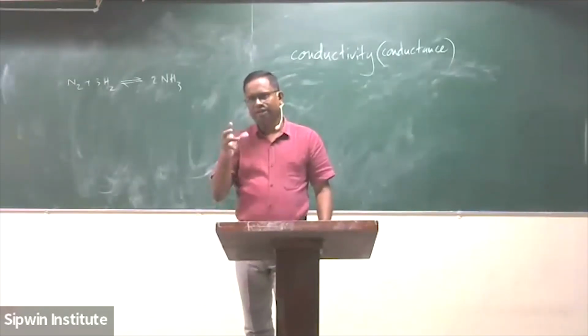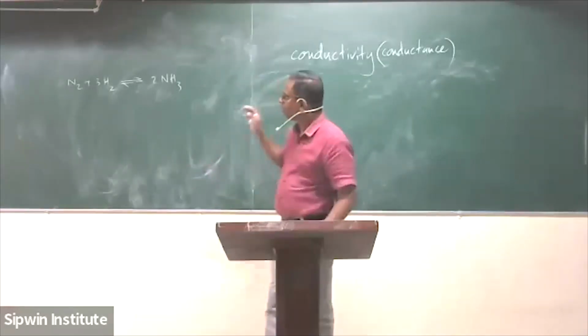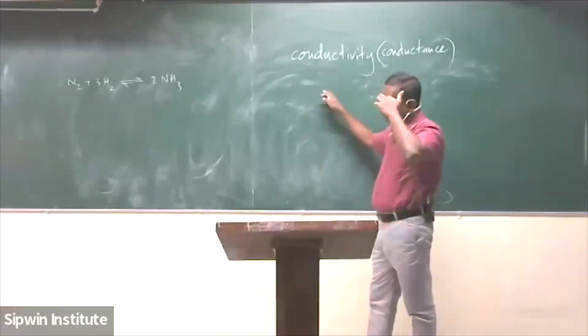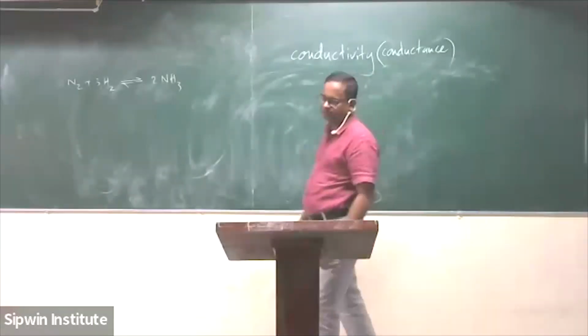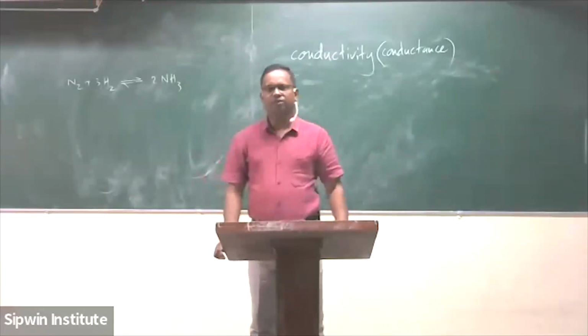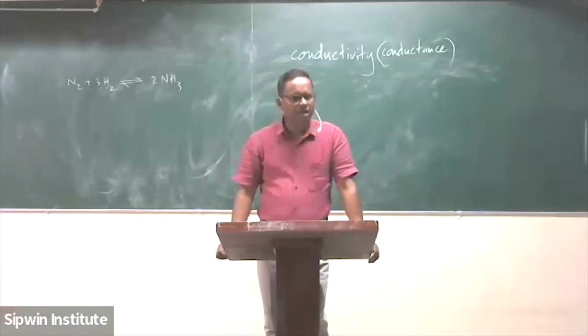If ions are involved in the reaction, then we can use the conductivity method. It is possible to measure conductivity, or even conductance. Usually we measure the conductivity. When ion concentration is high, conductivity is high. When ion concentration is low, conductivity is low.